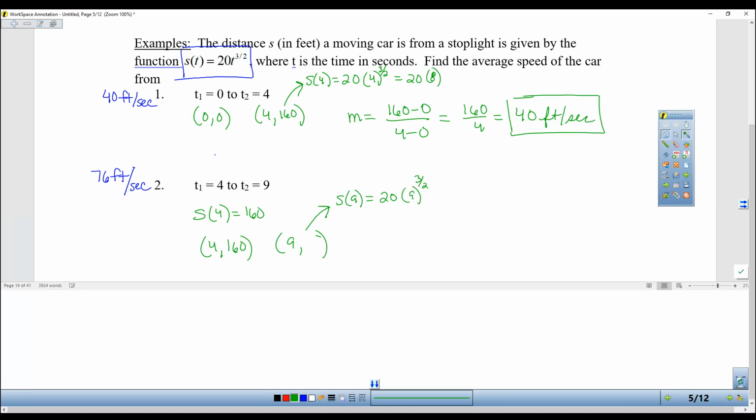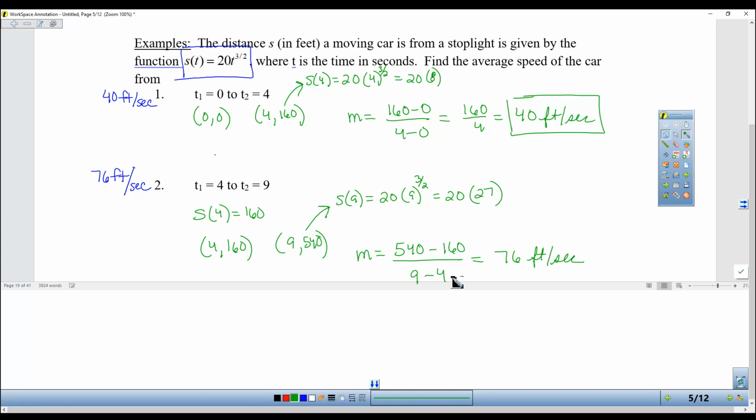to the 3 halves. Again, from Algebra 2, the half in the 3 halves means square root. So the square root of 9 is 3. 3 cubed is 27. So this is 20 times 27, which is 540. You can use your slope formula. 540 minus 160 over 9 minus 4. You can go ahead and do that math. And you should get 76 feet per second.